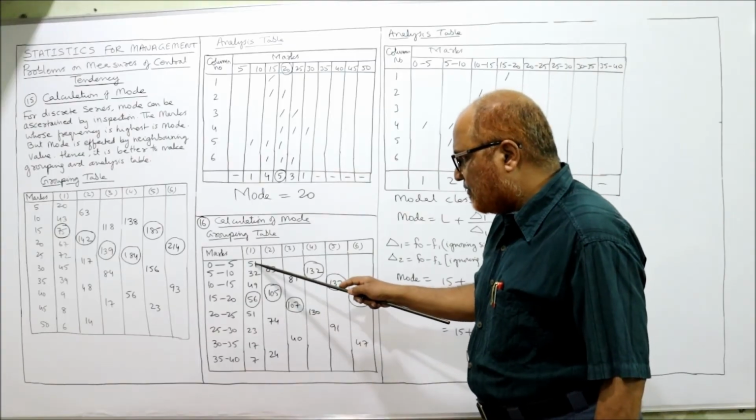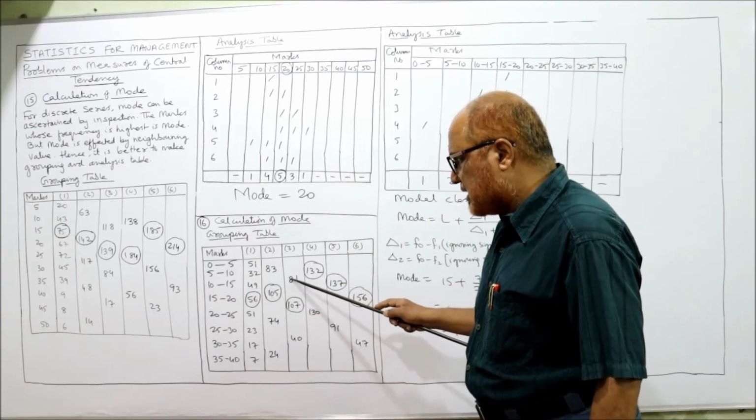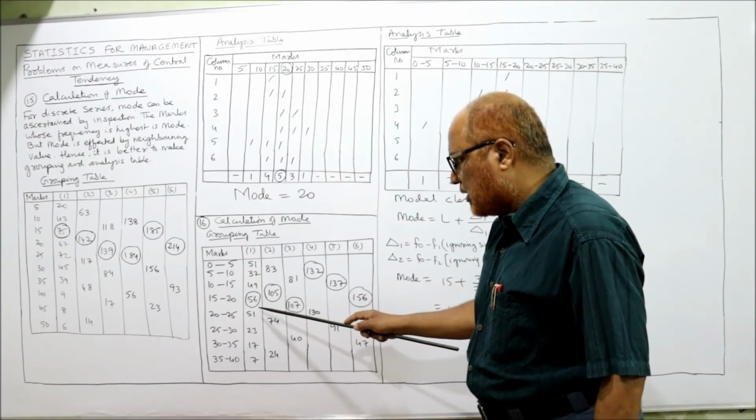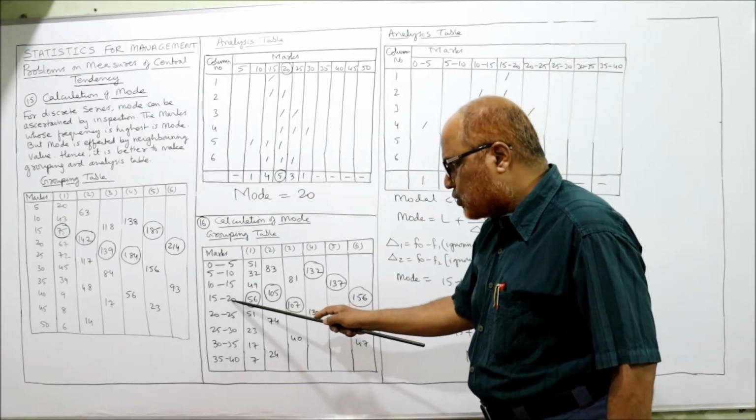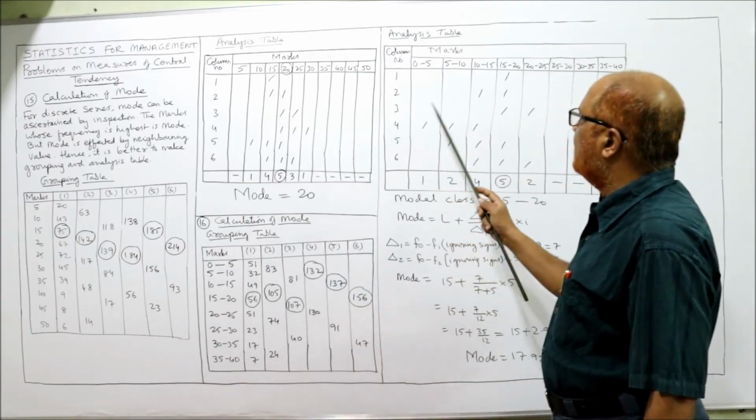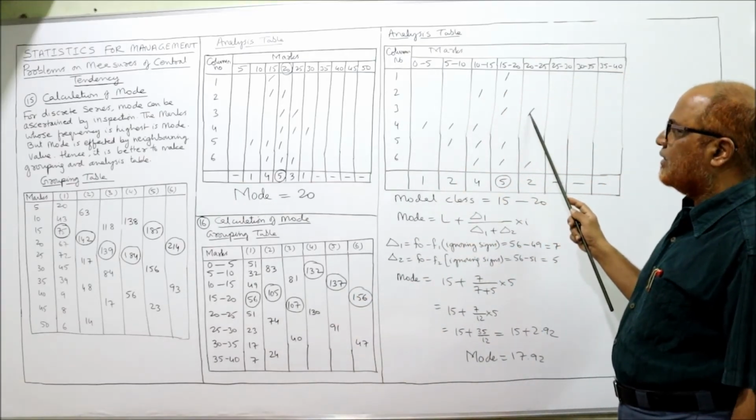So first one we have left, these 2 total is 81 and these 2 total is 107. 107 is the highest. So it represents 15 to 20, 20 to 25.